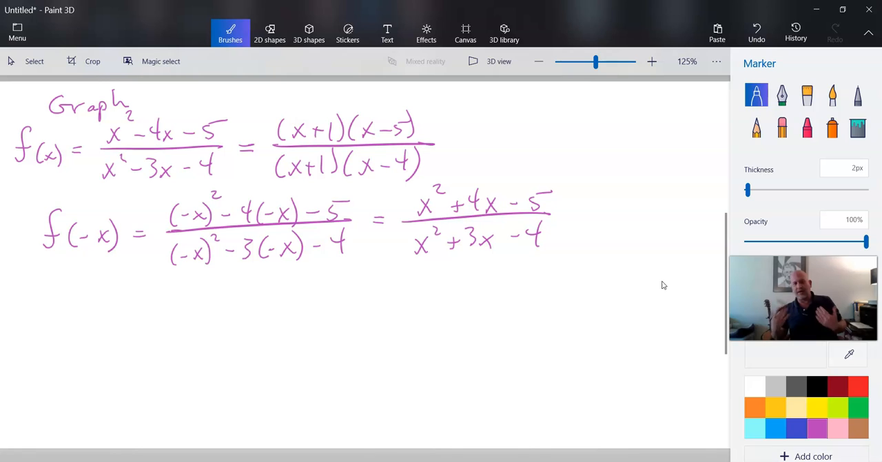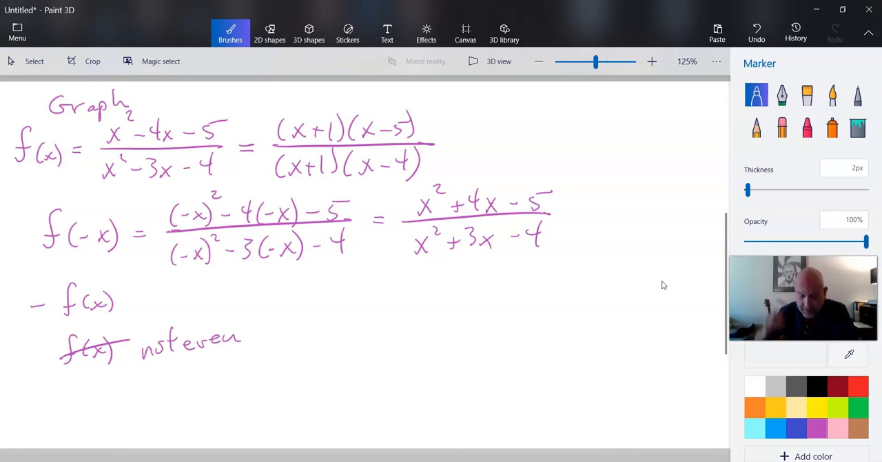What we were looking for is, did we get negative f of x or did we get f of x back? If we got either of those things, we can say whether it's odd or even. If we didn't get those things, then it is neither. So let's look at what f of negative x looks like. We know what f of x looks like. It looks like the original function, which this doesn't. So it's definitely not this one, right? It's not even.